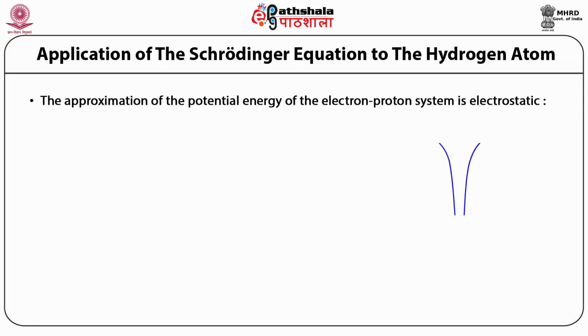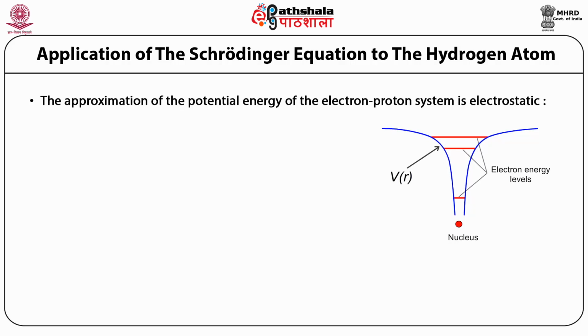Applications of the Schrödinger equation to the hydrogen atom. Hydrogen is the simplest element. So students, one requires the accurate calculations of the electronic structure. So there is an electron and a positively charged nucleus comprised of a single proton.